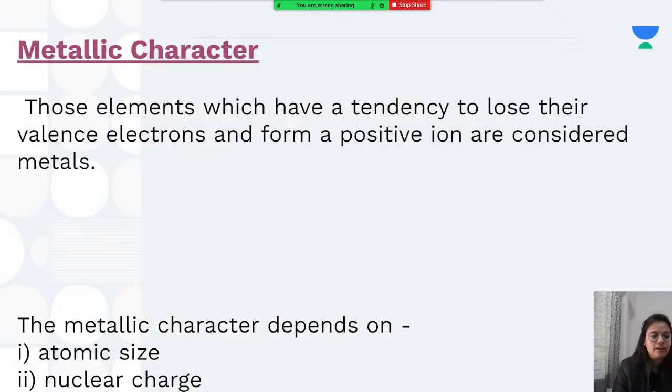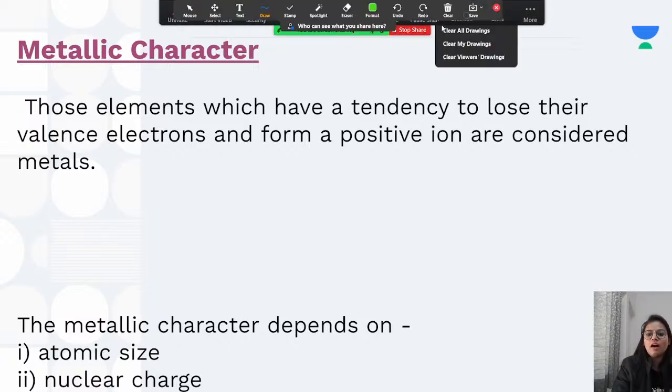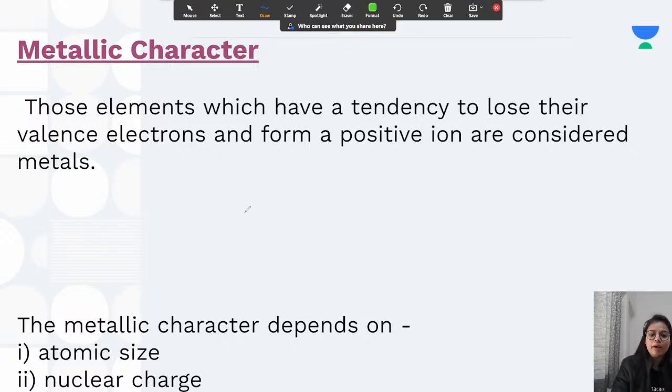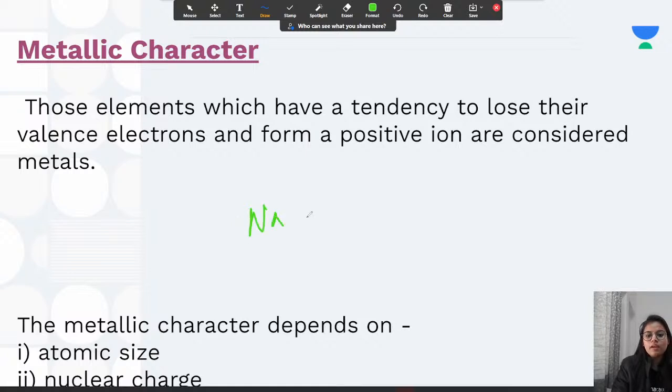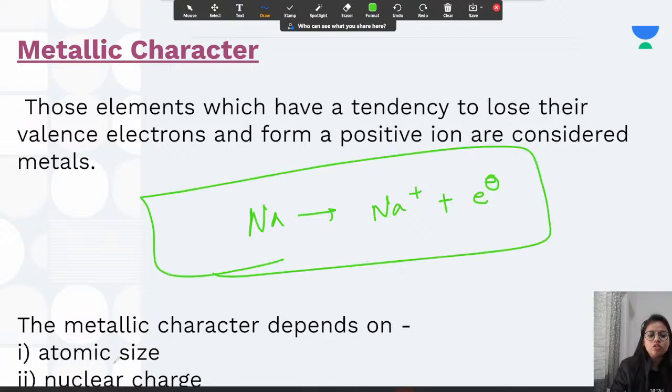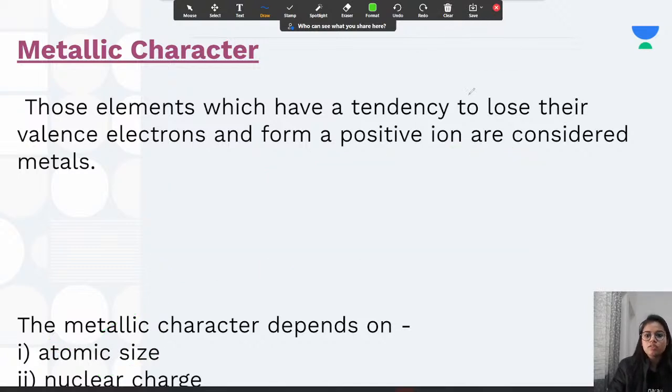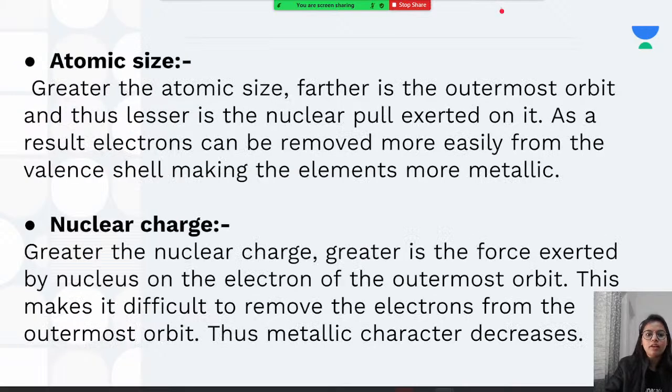Next is the metallic character. Metallic character is how easily an element can lose an electron to form a positive ion, and these are obviously considered metals. For example, sodium loses an electron to form a positive ion. So this again depends on two things: first is the size, and second is the nuclear charge.